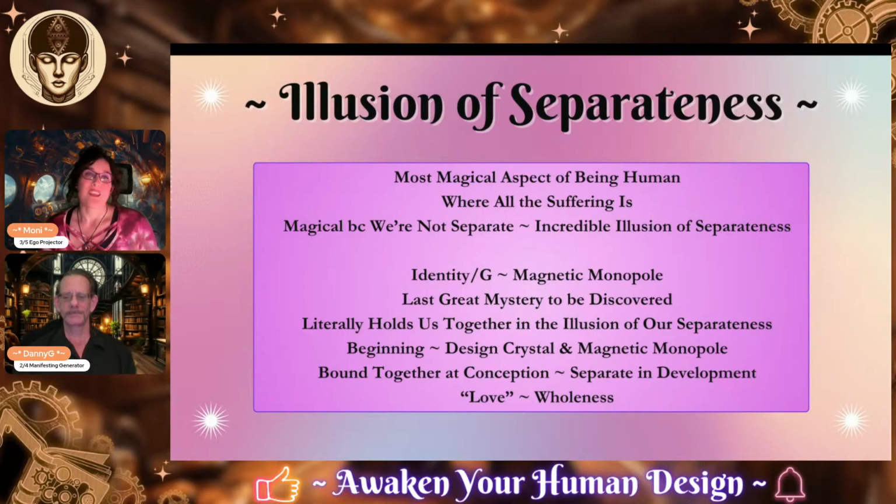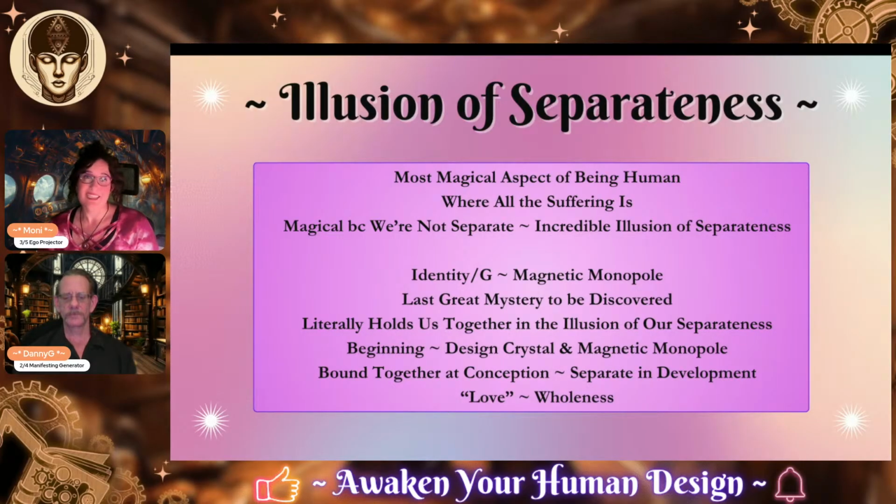And so the identity or the G center is the home of the magnetic monopole. The magnetic monopole being this one-way magnet inside each and every one of us that's pulling all the cool things in our lives towards us. And this is the last great mystery to be discovered. This is literally what holds us together in the illusion of our separateness.